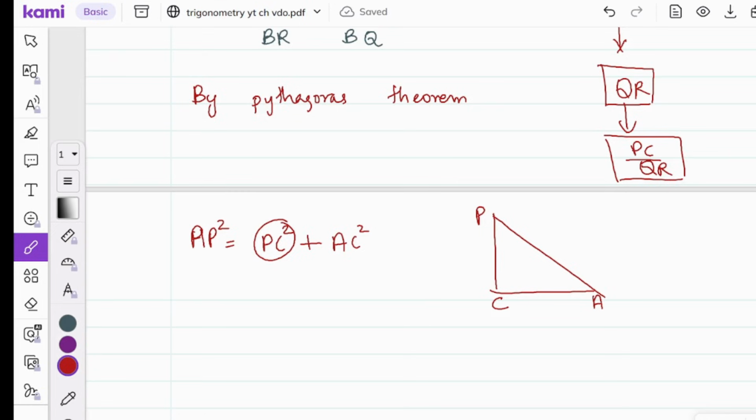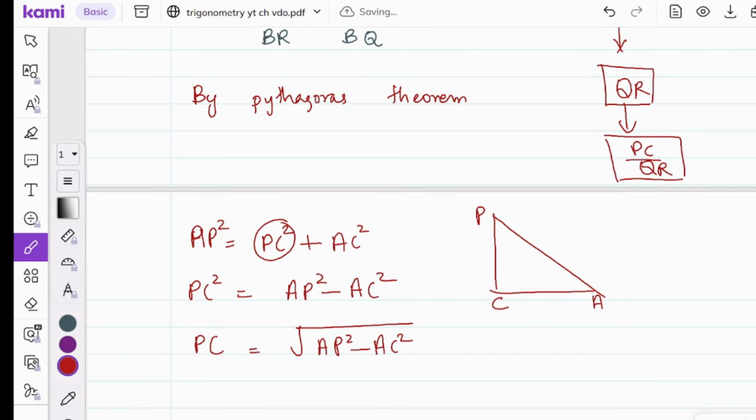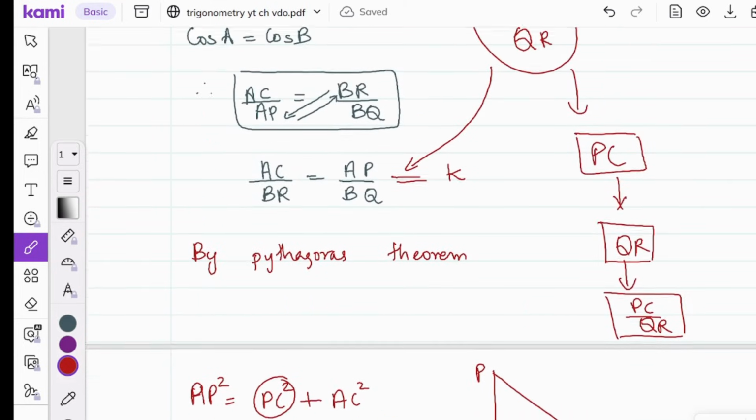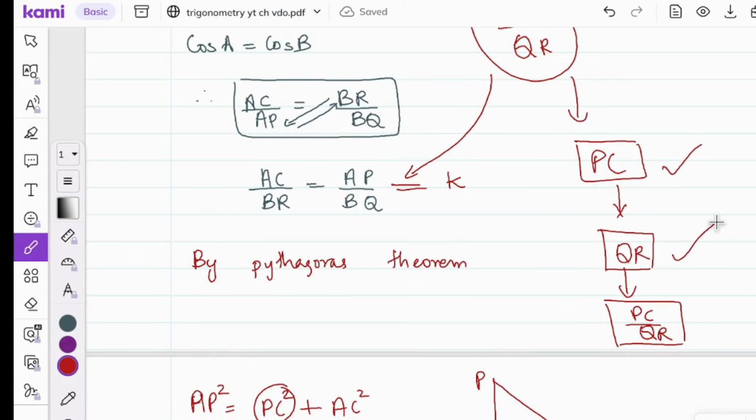So I need to find the value for PC square. I will keep this one there. Therefore, PC square equal to AP square minus AC square, right? Then PC equal to root of AP square minus AC square. Now I got the value for PC. Similarly, I will have to find the value for QR now.